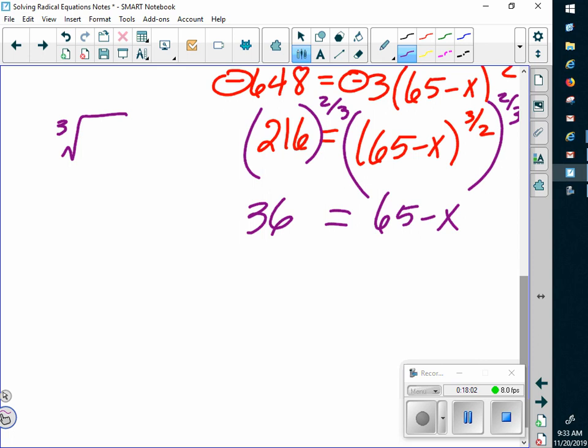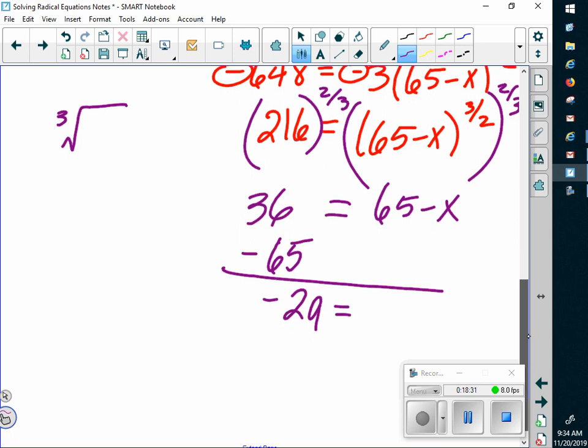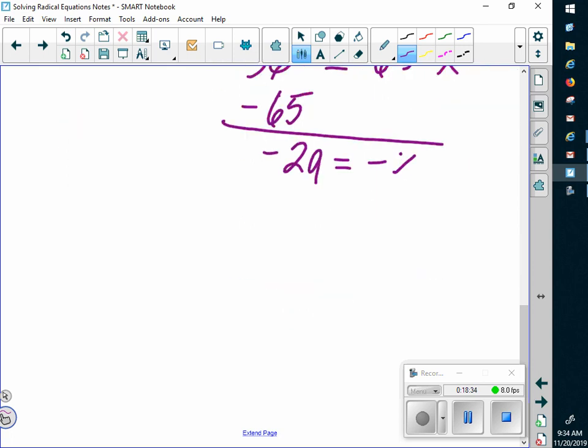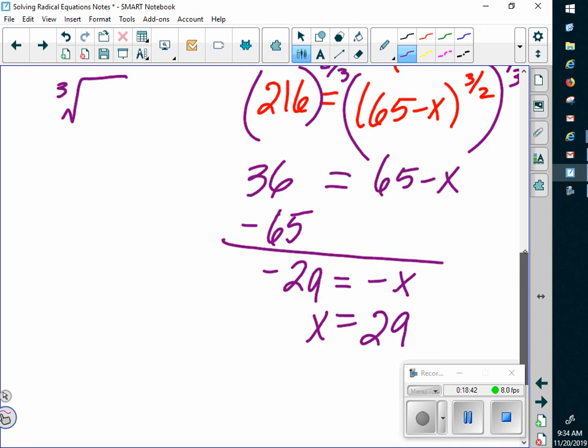All right, finish. Subtract 65 and I'll get negative. I don't think it's 31, is it? 29, yeah. You did 36 minus 65, but you don't get 31. Okay, so what do you get? Negative 29 equals what? Negative x, good. So I mean that positive x equals positive 29. Good. And then, check it, 29.